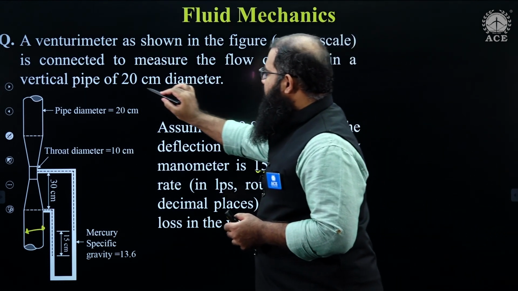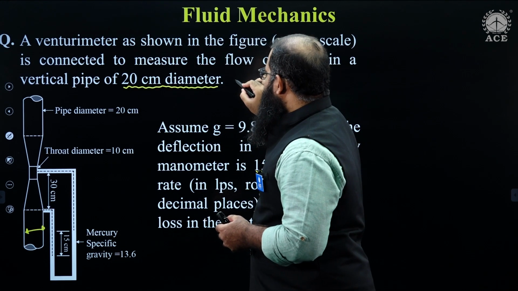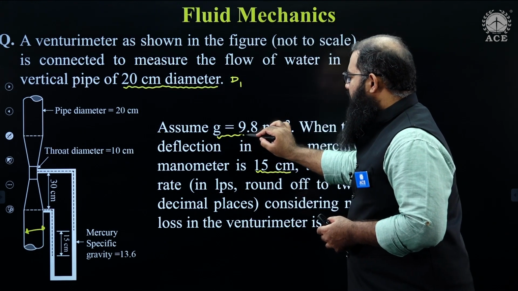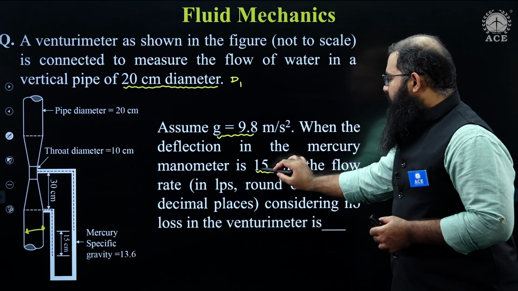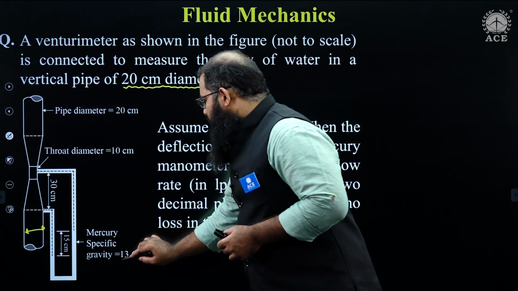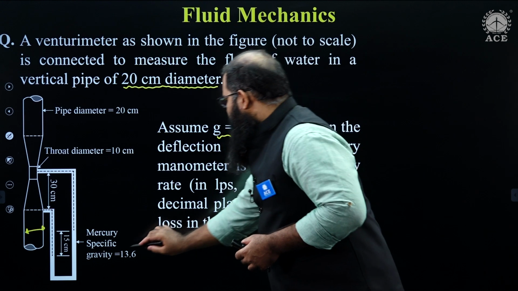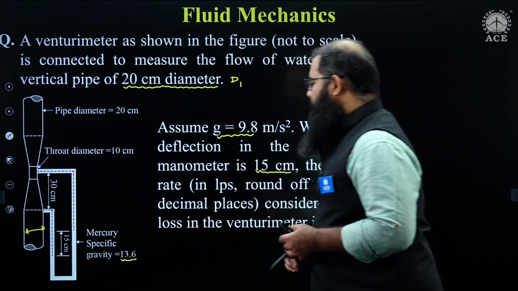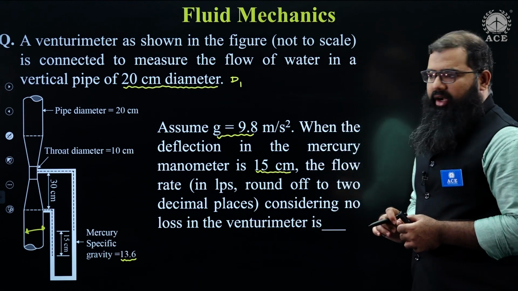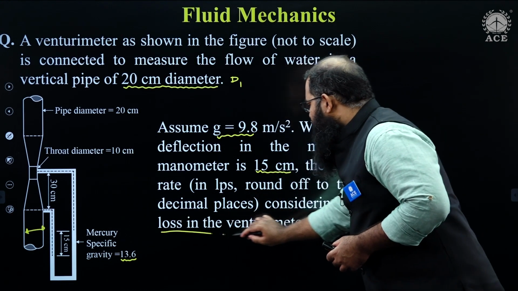First of all, he has given you this diameter. This is a pipe diameter which happens to be your D1. So let me name this as D1. He has given me acceleration due to gravity. He has given me the manometer deflection is 15 centimeter. Also given that the fluid flowing over here is water, while this over here is mercury. The manometric fluid is mercury. Furthermore, a very important point he has mentioned is consider no losses in the venturimeter.